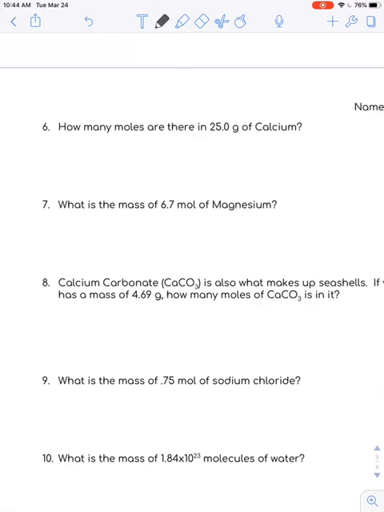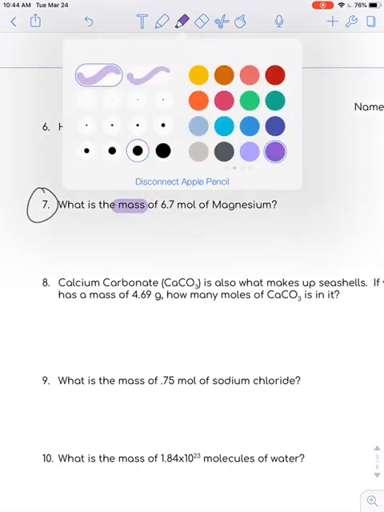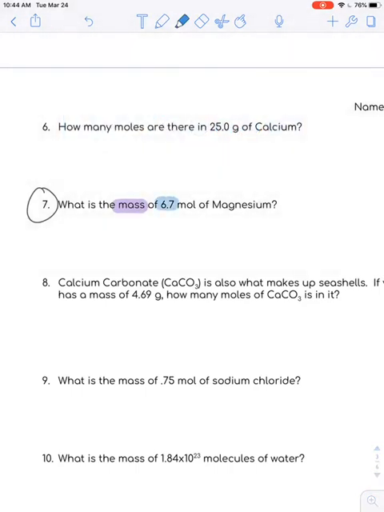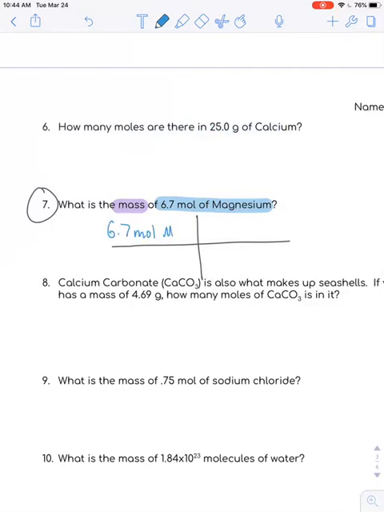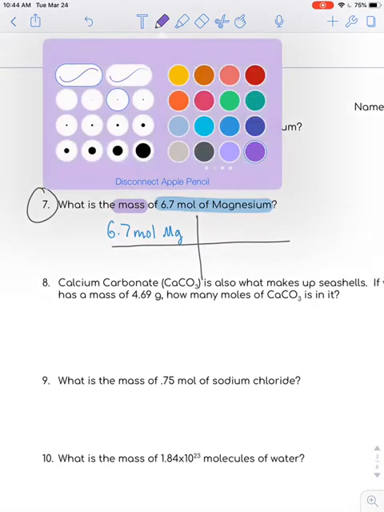But let's take a look at number 7. So I'm going to do number 7 for you. Number 7 says, what is the mass? So we're looking for the mass of 6.7 moles of magnesium. So it looks like that's our given right there. I'm going to go ahead and start setting that up. So our given is 6.7 moles of magnesium. And our goal units are mass.